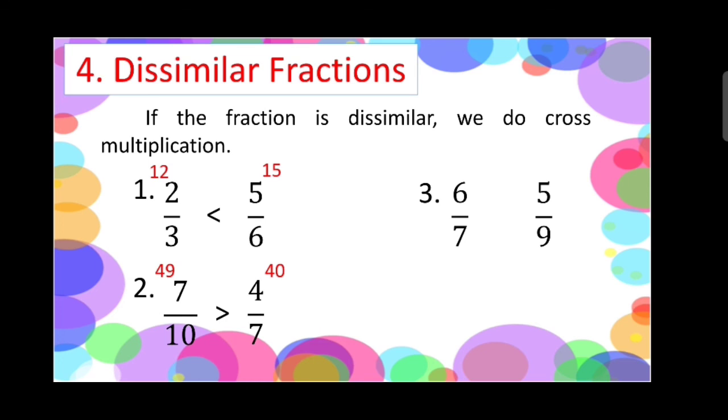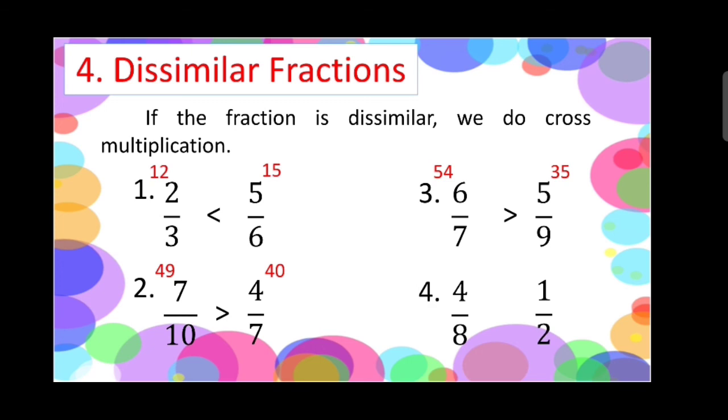So, magkaiba na naman sila. Dissimilar fraction. So, ngayon, we do cross multiplication. 7 times 5 is equal to 35. Then, 9 times 6. 9 times 6, ilan? Okay. Yes, 54. So, si 54, mas malaki siya kay 35. So, we conclude that 6 over 7 is greater than 5 over 9.